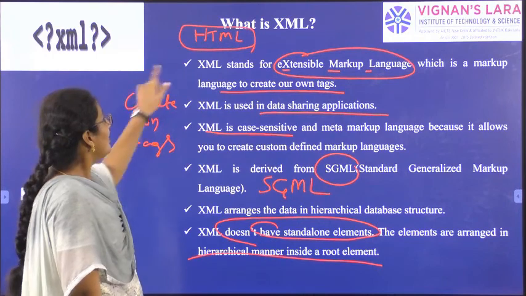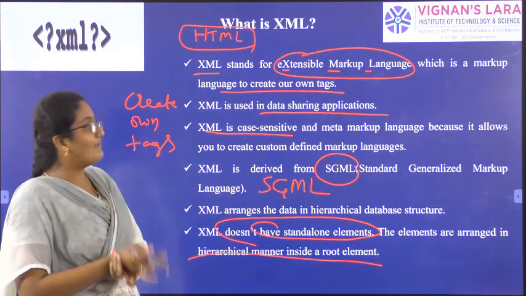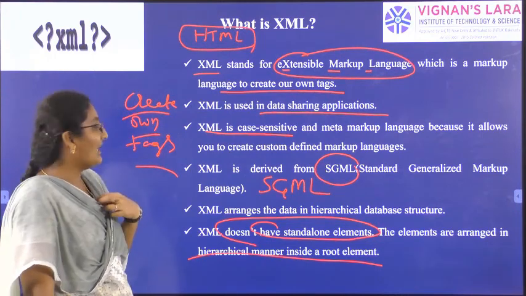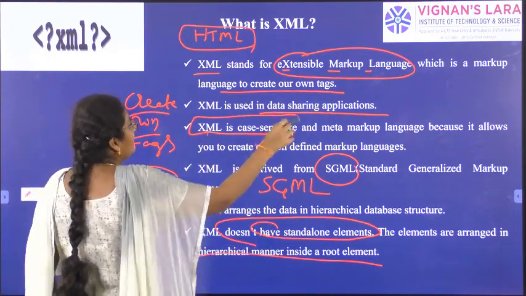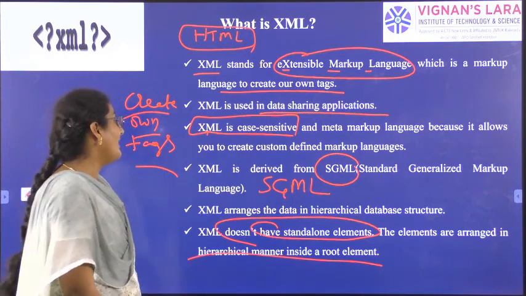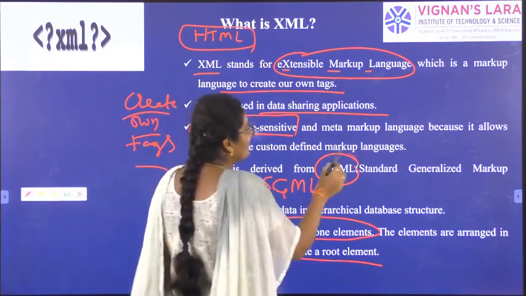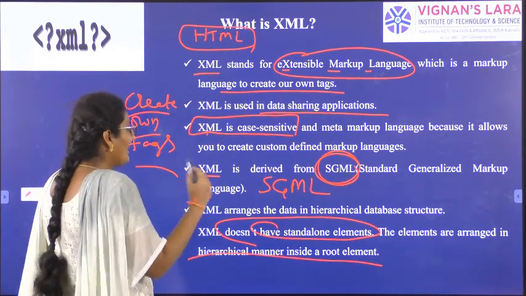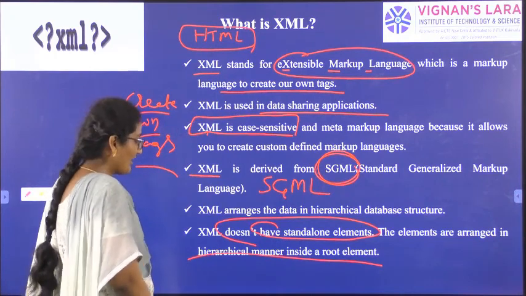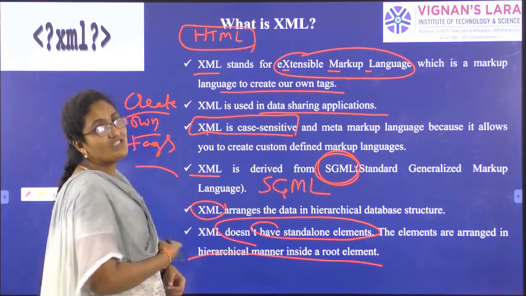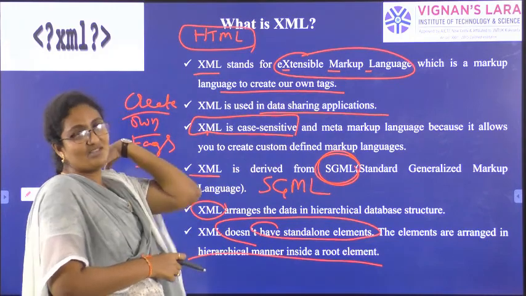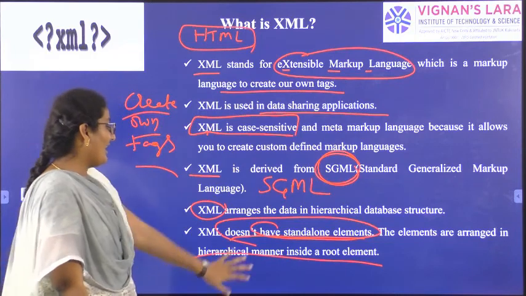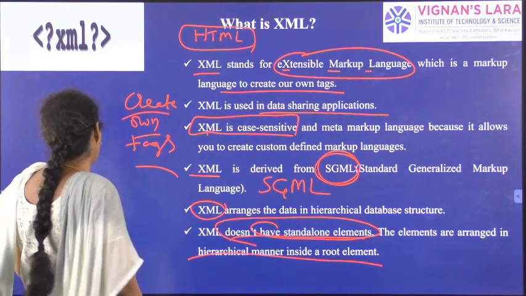So what are the points? First, XML means Extensible Markup Language. It is used to create our own tags. Next, it is used for data sharing applications. It is case sensitive. And finally, XML is derived from SGML, Standard Generalized Markup Language. Then, we need to arrange data in the form of a hierarchical database structure. So we don't have any standalone elements; we need to arrange the elements in a hierarchical manner inside the root element.